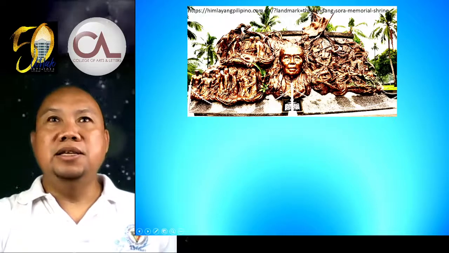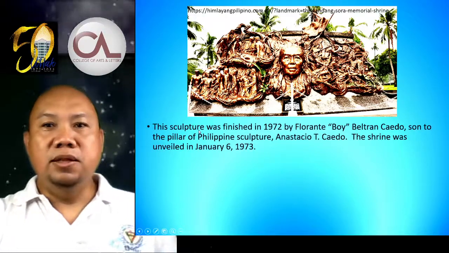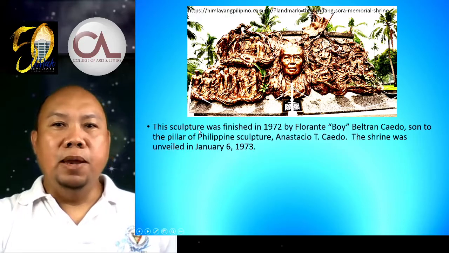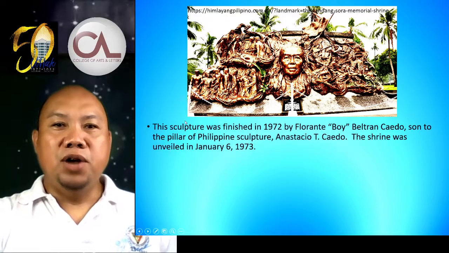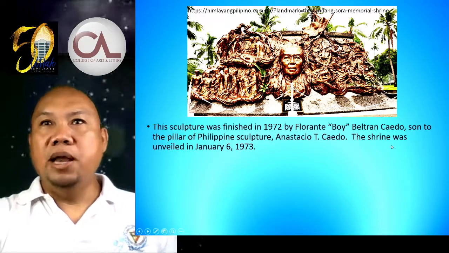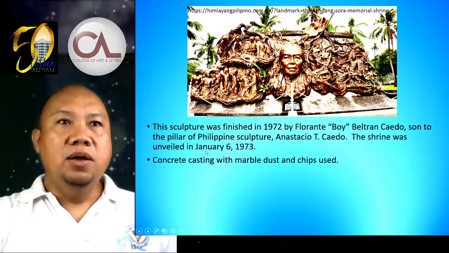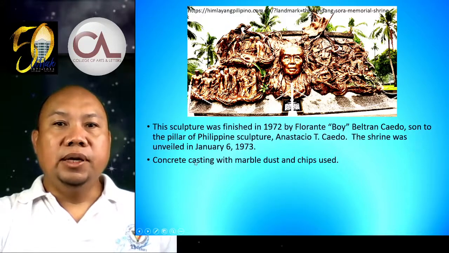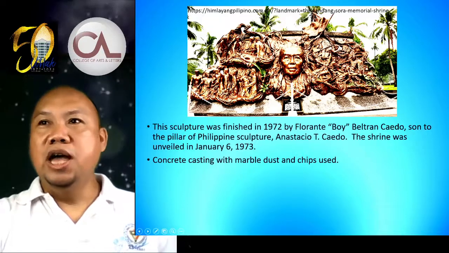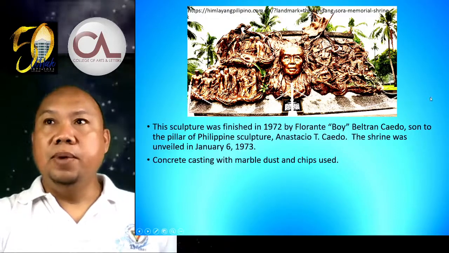So who created this sculpture? This sculpture was finished in 1972 by Florante Boy Beltran Caido, son of the pillar of Philippine sculpture Anastasia T. Caido. The shrine was unveiled on January 6, 1973. Wow, it's been a long time. The material used is concrete, casting with marble dust and chips. So it is concrete.